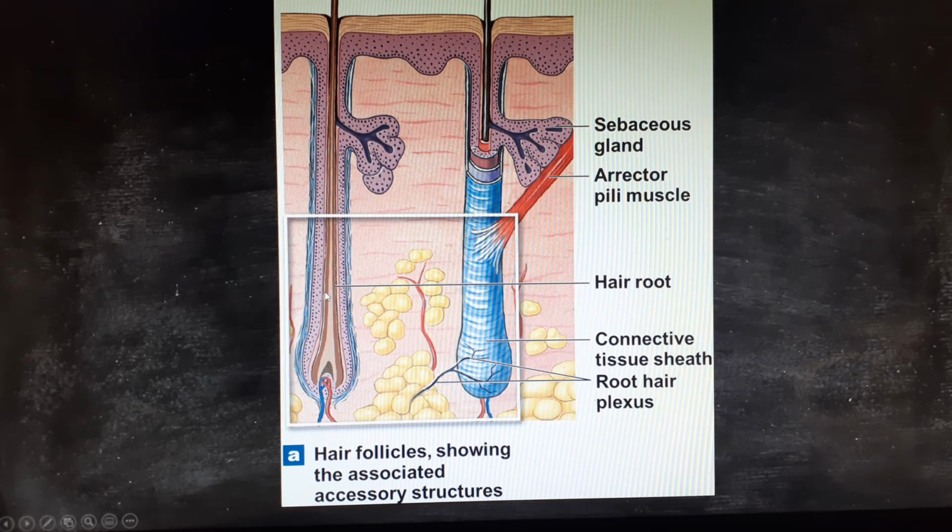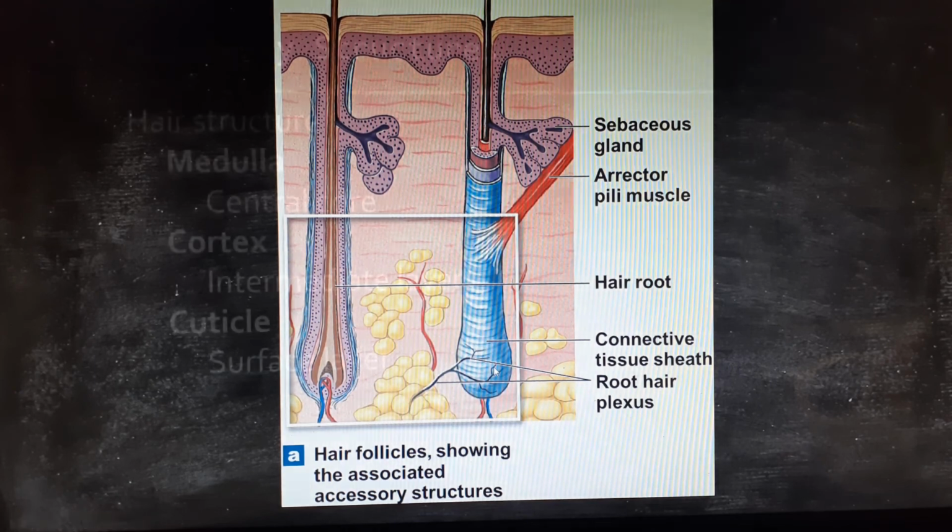So you can also see the hair root is here. Okay. The nervous system is attached here. That's the root hair plexus.